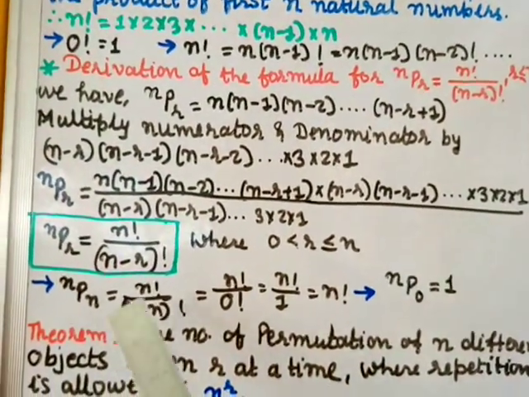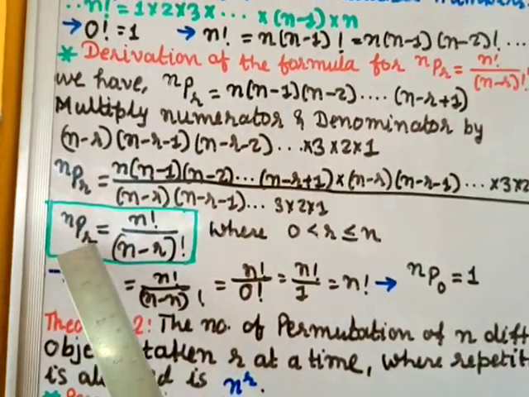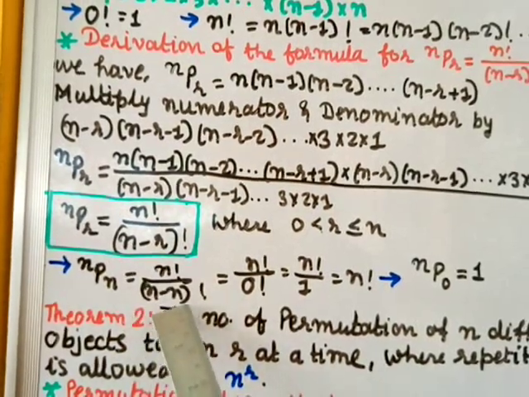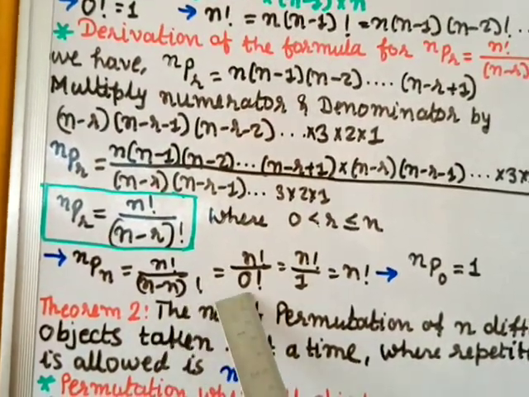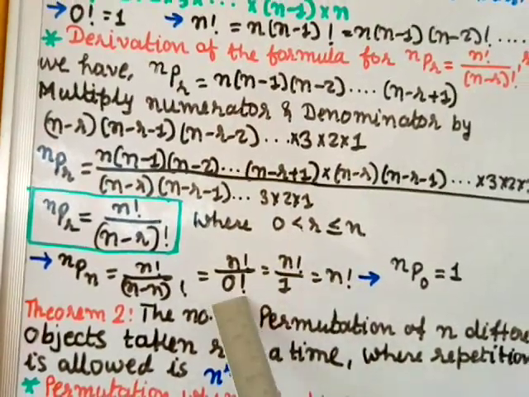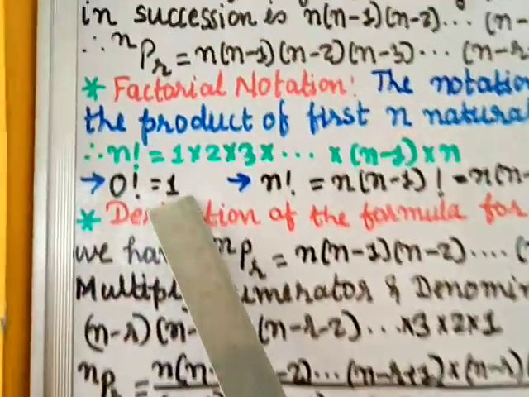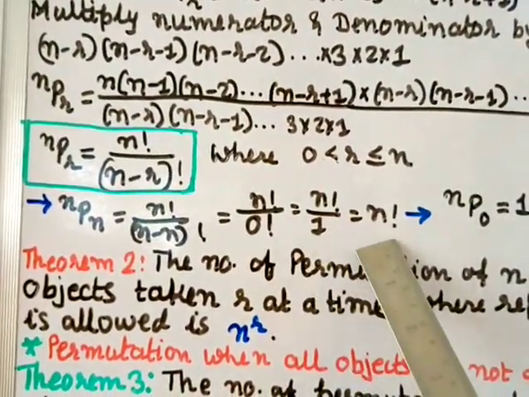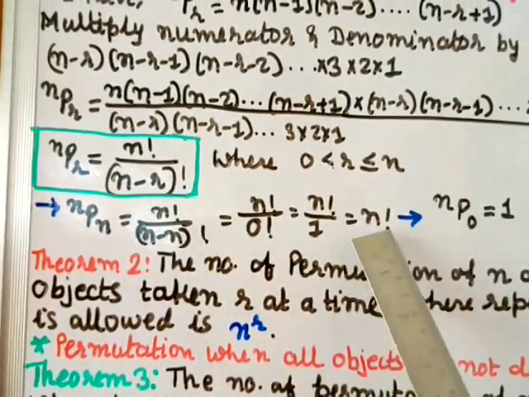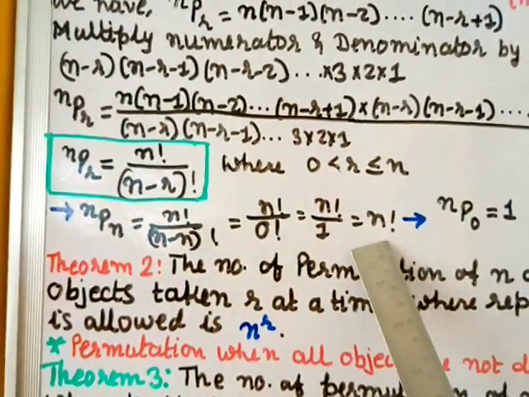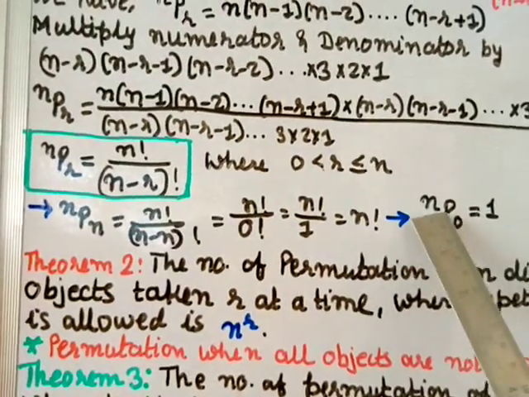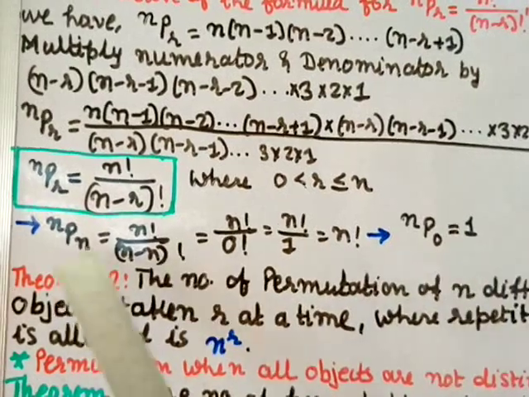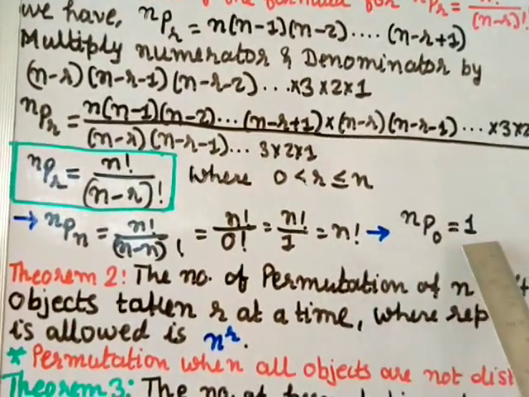nPn equals n factorial divided by (n minus n) factorial. Now suppose this r value is replaced by n. If you replace here, then you get (n minus n) factorial in the denominator. n factorial in the numerator, n minus n is 0 factorial, and I told you that the value of 0 factorial is 1. So n factorial by 1 will give you n factorial. So the value of nPn is n factorial. And nP0, if r is replaced by 0, then nP0 will be 1. So nPn is n factorial and nP0 is 1.